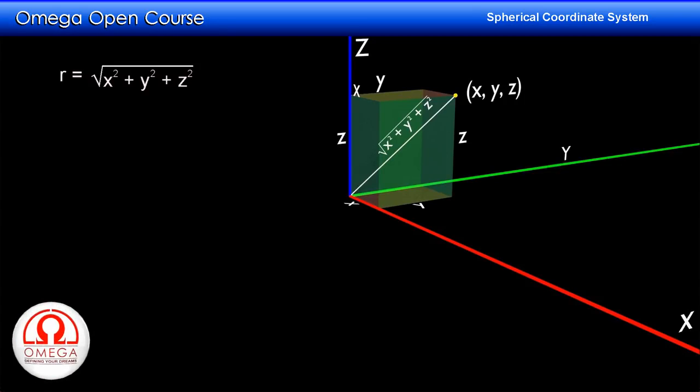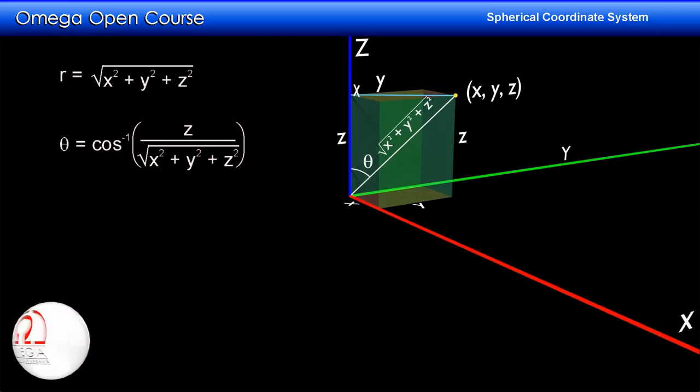The second parameter, the polar angle, is the angle the body diagonal makes with the z-axis. If you draw a perpendicular from the point to the z-axis, then we get a right angle triangle with base z, inclination theta and hypotenuse root under x square plus y square plus z square. From trigonometry, we know that theta is equal to cos inverse of z by root under x square plus y square plus z square.